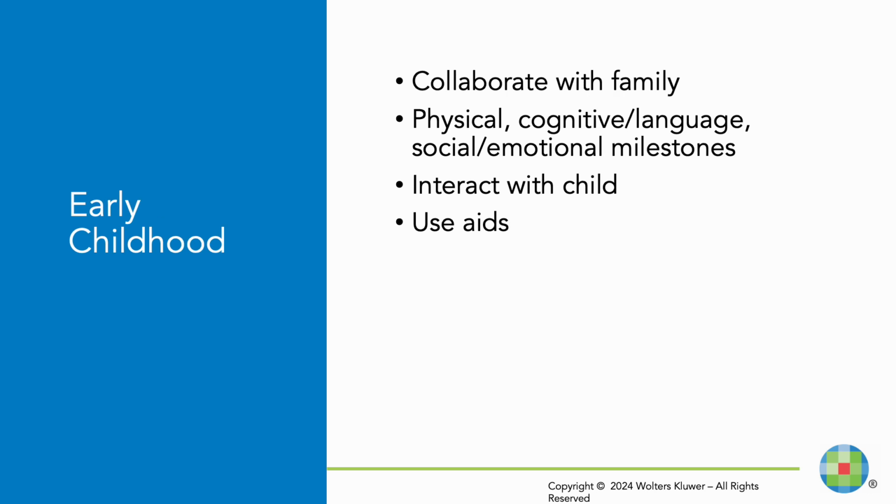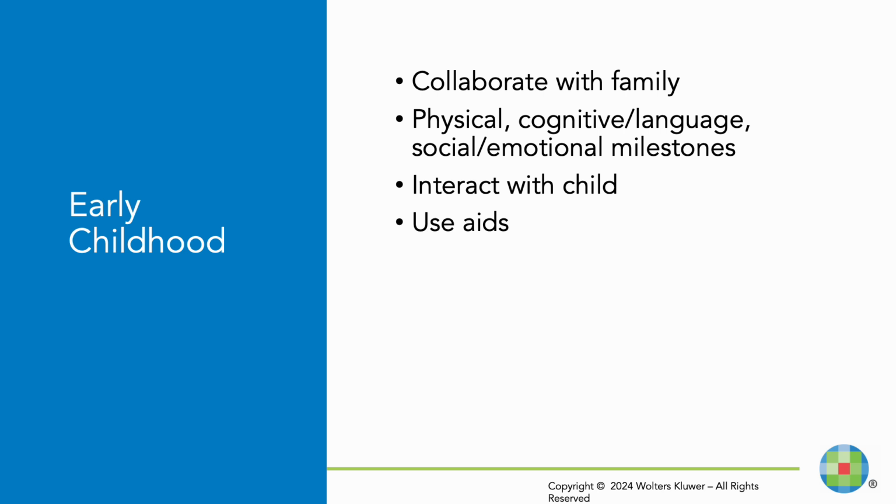Now, in early childhood development, what are some things that should be happening? What are some of the normal things? Collaboration with family. How does that child interact with other members of the house? Are they reaching their physical, cognitive, language, social and emotional milestones? How do they interact with other children? Are they using aids? These are important things to assess.